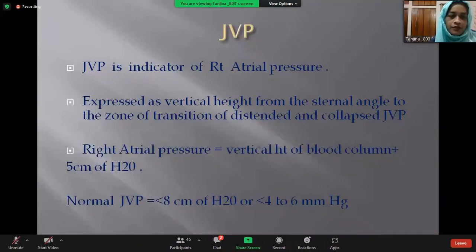Jugular venous pressure is the indicator of right atrial pressure, expressed as the vertical height from the sternal angle to the zone of transition of distended and collapsed jugular vein. Right atrial pressure is the vertical height of the blood column plus 5 centimeters of water. Normal jugular venous pressure is less than 8 centimeters of water, or 4 to 6 millimeters of mercury.